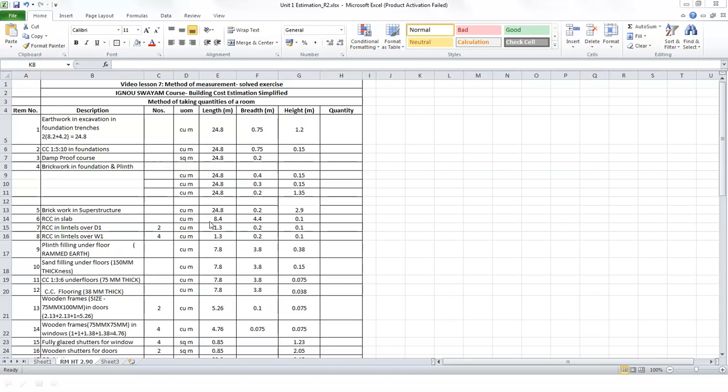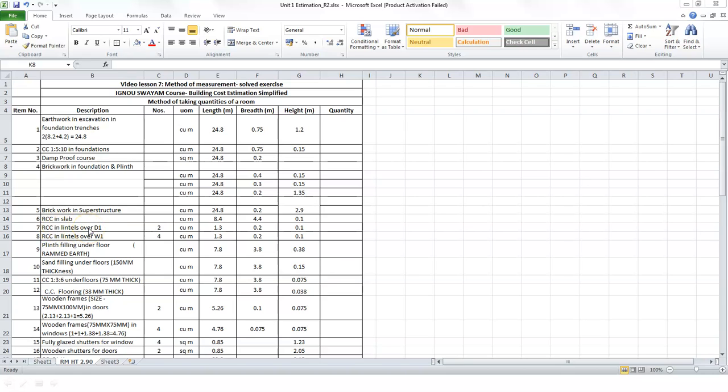So the RCC in slab is 8.4, which is the outer dimension, the outer length, and 4.4 is the width, the breadth, and the thickness of the slab is 0.1. So we've got the dimension as 8.4 into 4.4 into 0.1. Next, we look at the item RCC. We know that RCC is reinforced cement concrete.